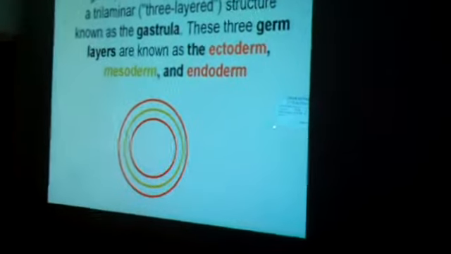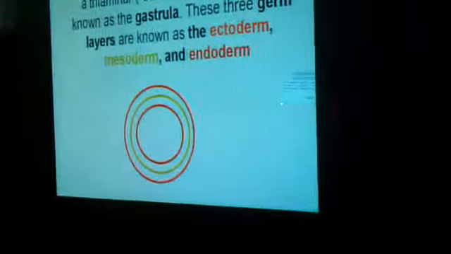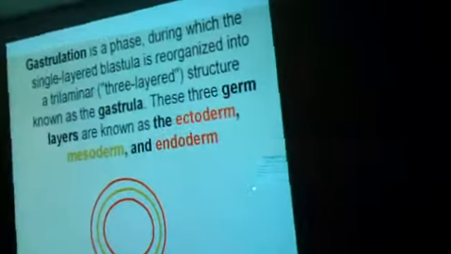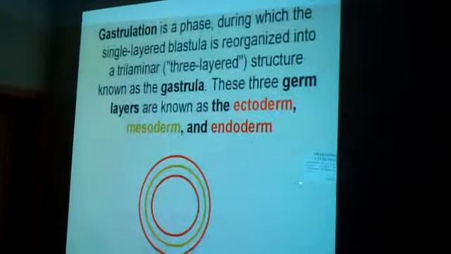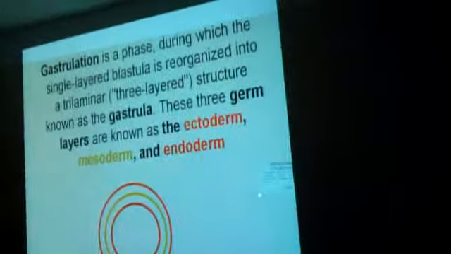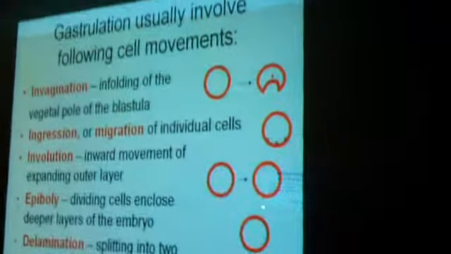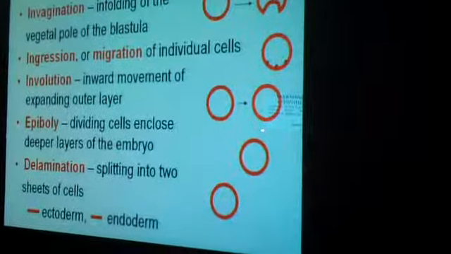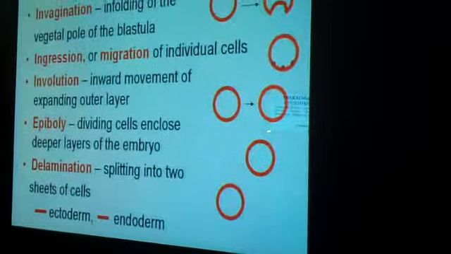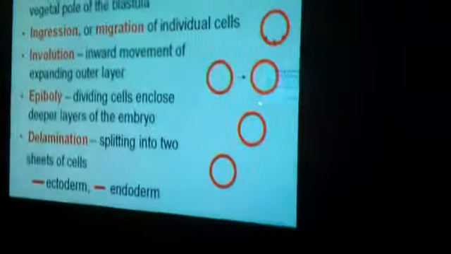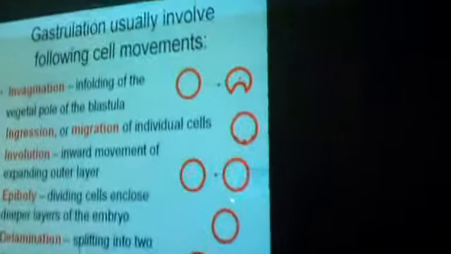Then gastrulation. Normally there are three embryonic layers: ectoderm, mesoderm, and endoderm. They appear at different times. First in evolution two appeared, ecto and endo, and meso appeared later. The same happens during development. There are different methods of gastrulation, not important for us, with different cell movements. But in all of them we have the three layers.